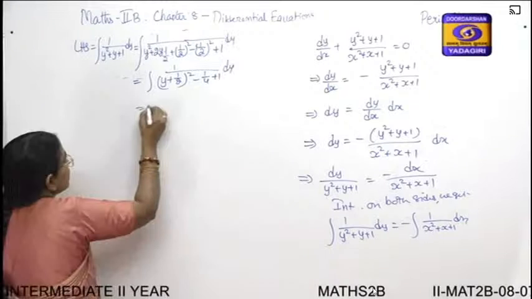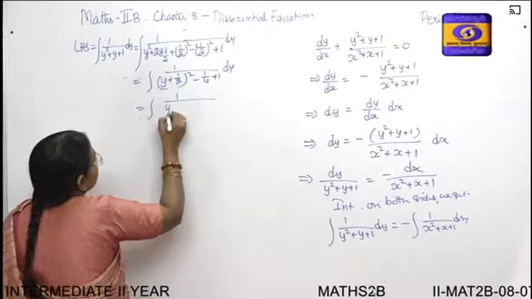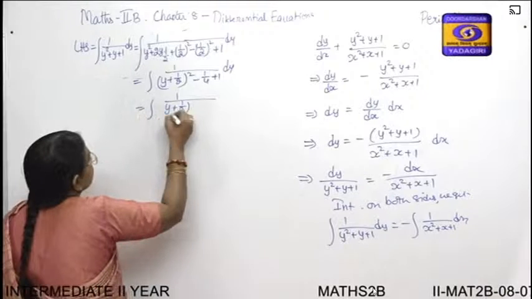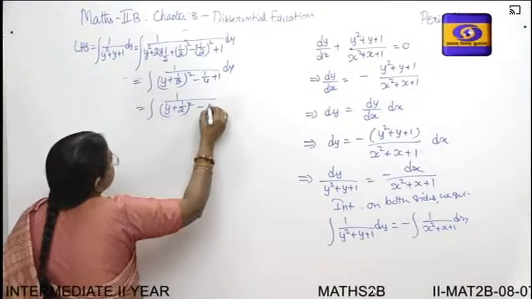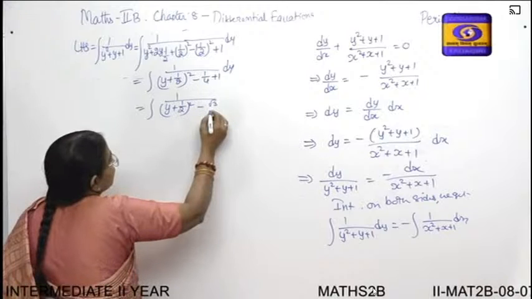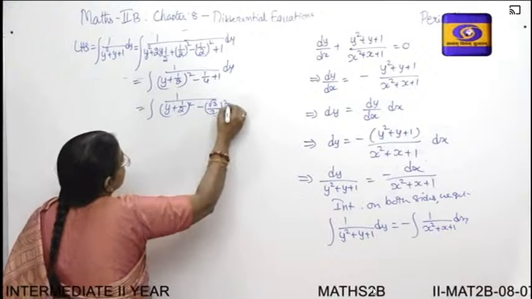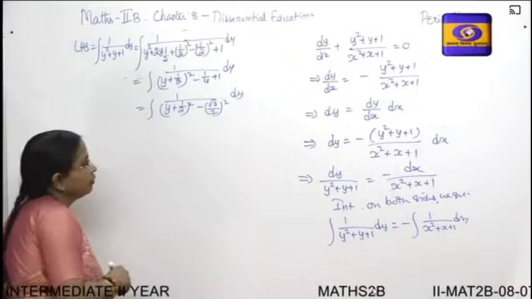That is root 3 by 4. So y plus half whole square minus root 3 by 2. 3 by 4 you will write as root 3 by 2 whole square.